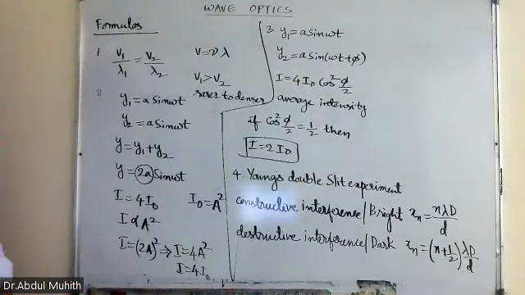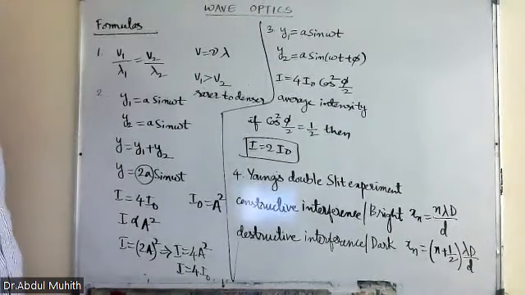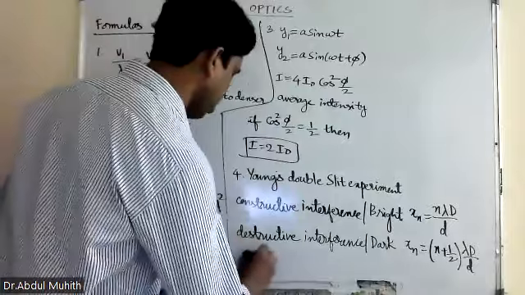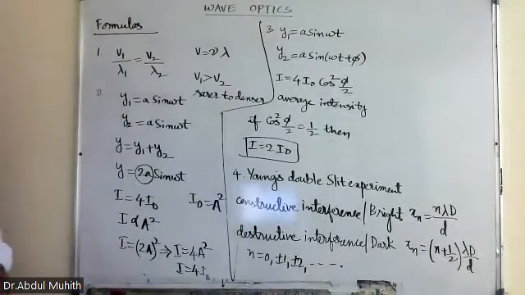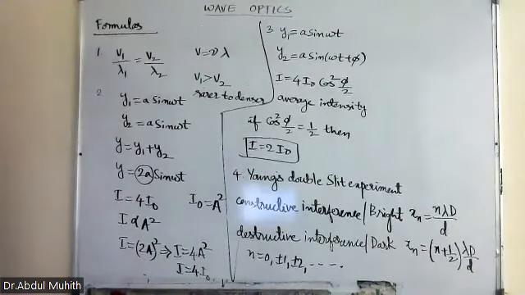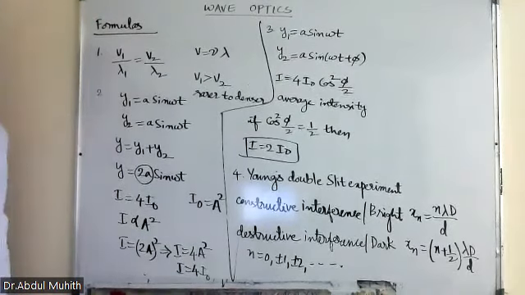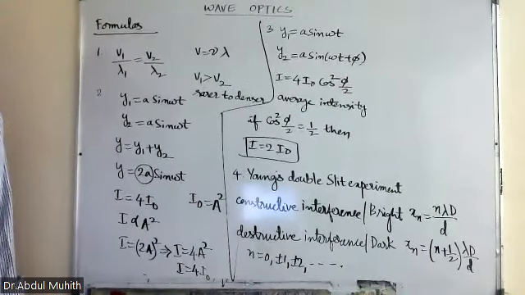Constructive interference or bright: Xn is equal to n into lambda capital D by small d. Destructive interference or dark: Xn is equal to n plus 1 by 2 lambda into capital D by small d. Where n is equal to 0, plus or minus 1, plus or minus 2, and it keeps on going. Is it clear, all of you? Yes, sir. What about you, Dhruti? Yes, sir.